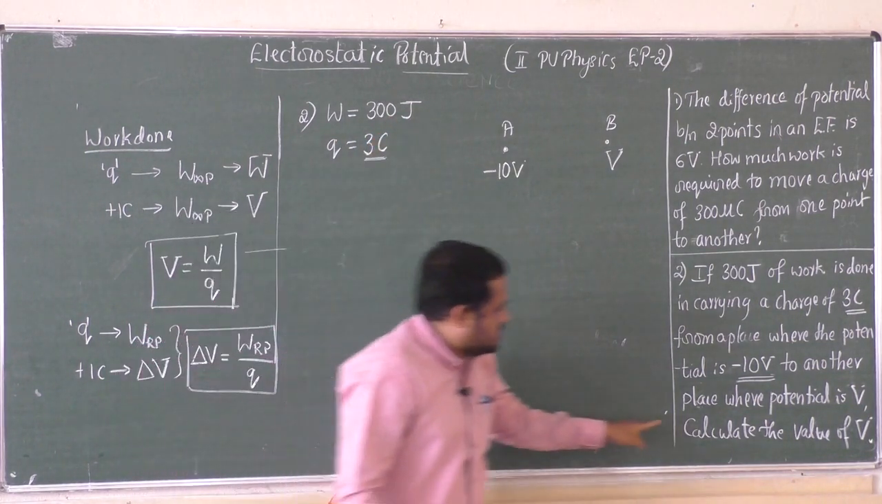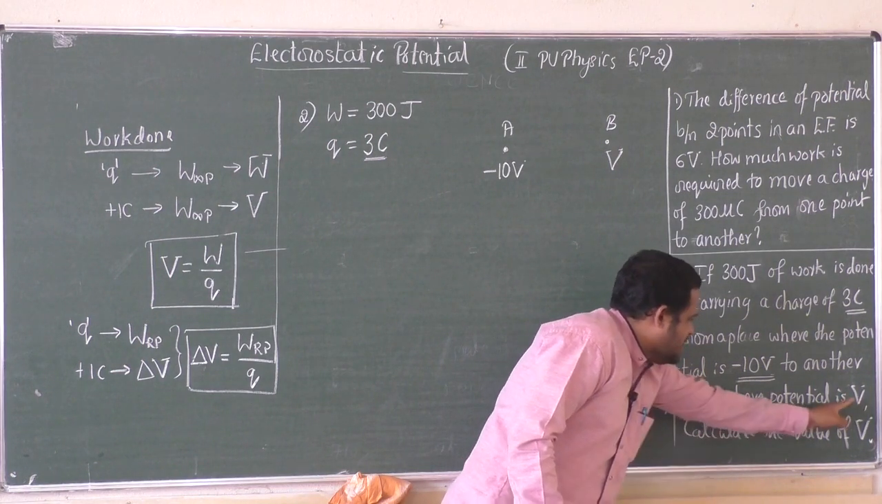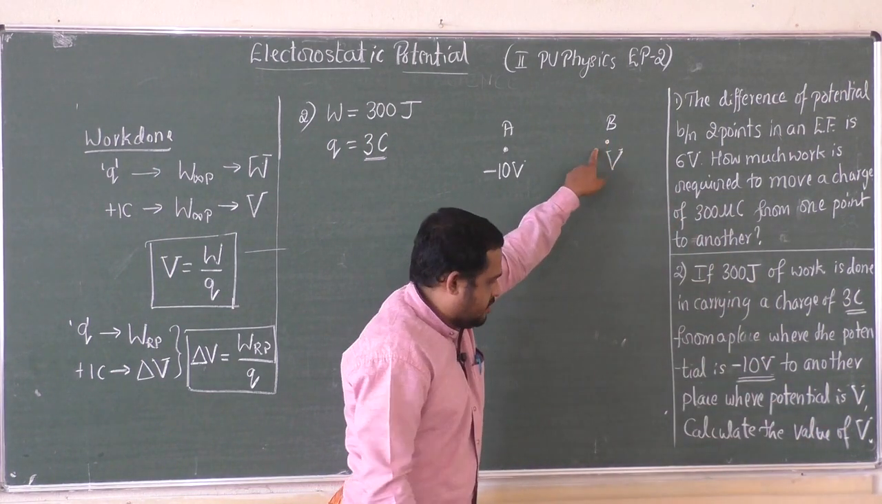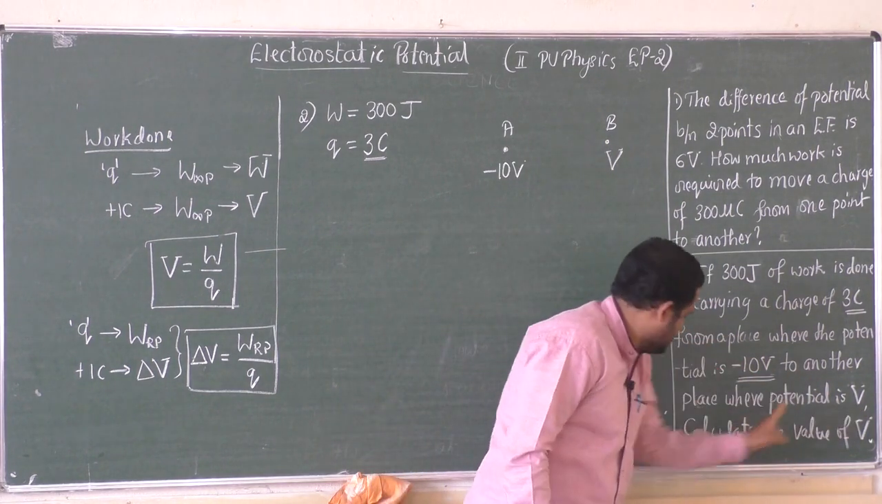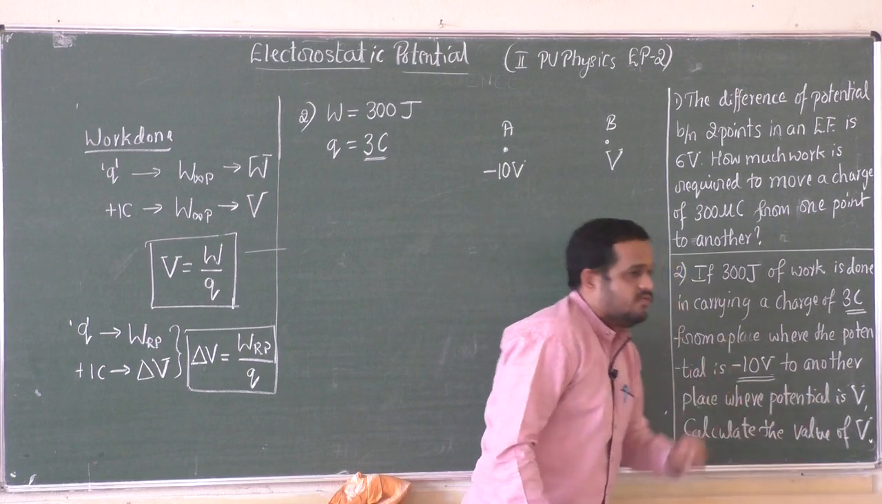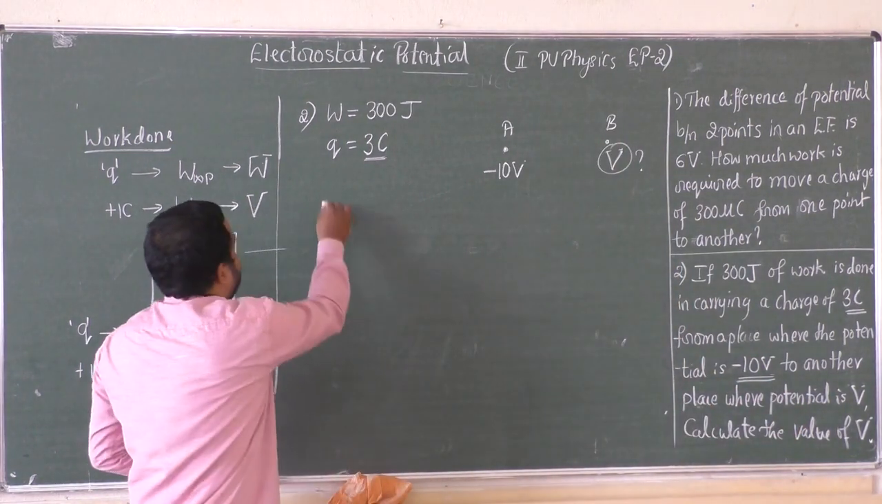Now what is the question? If V is the potential at the second point, to another place where potential is V, calculate the value of V. Now what is the value of V? That is the question. What is the value of V?